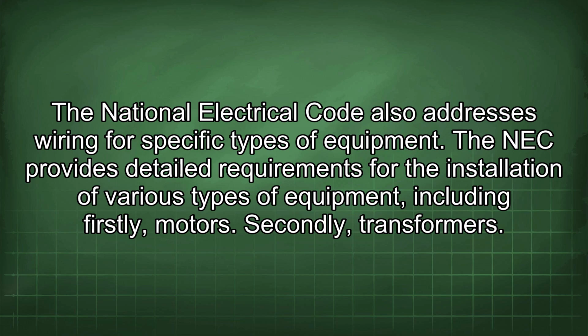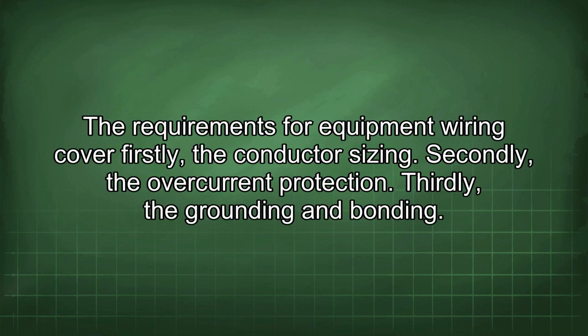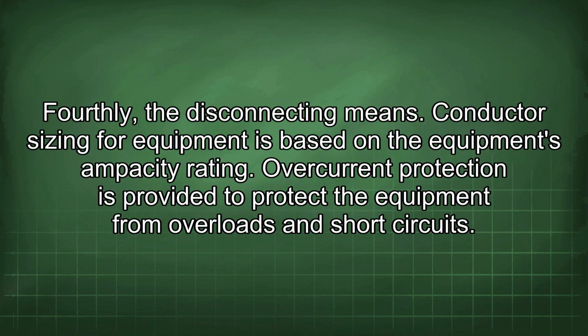The NEC provides detailed requirements for the installation of various types of equipment, including, firstly, motors, secondly, transformers, thirdly, generators, fourthly, lighting fixtures, fifthly, appliances. The requirements for equipment wiring cover, firstly, the conductor sizing, secondly, the overcurrent protection, thirdly, the grounding and bonding, fourthly, the disconnecting means. Conductor sizing for equipment is based on the equipment's ampacity rating.